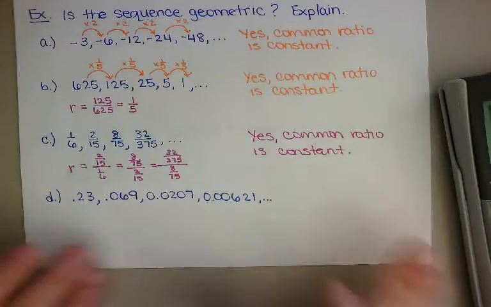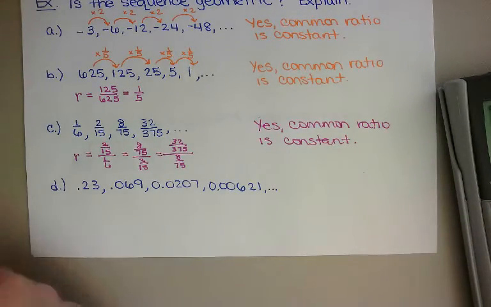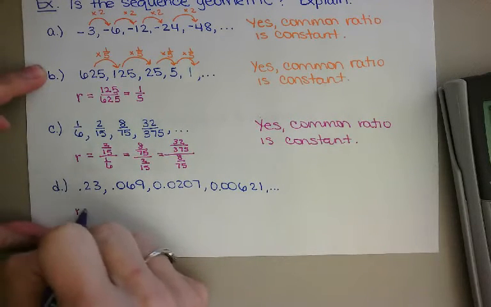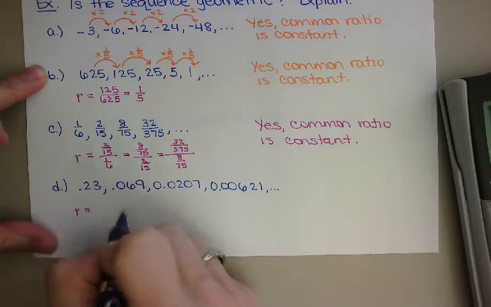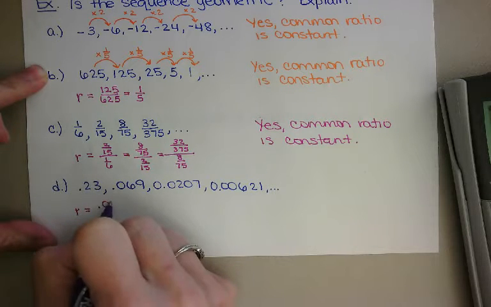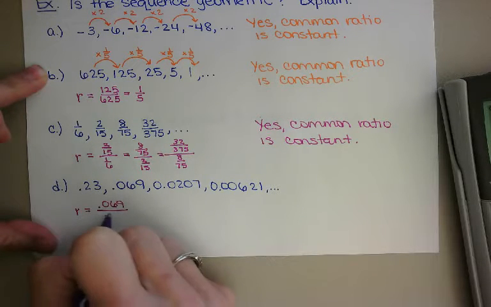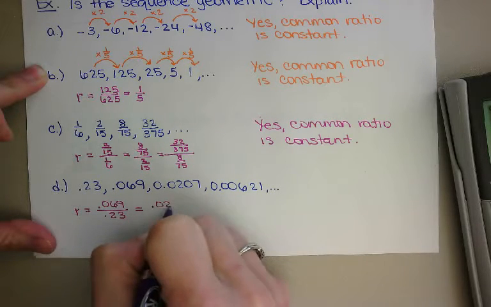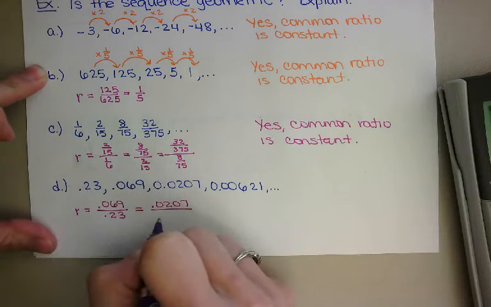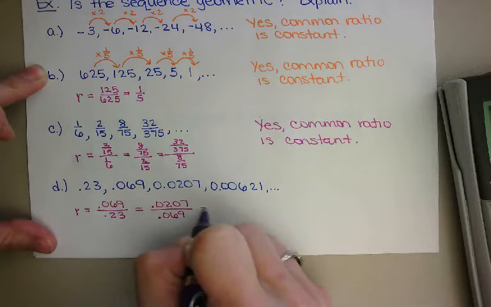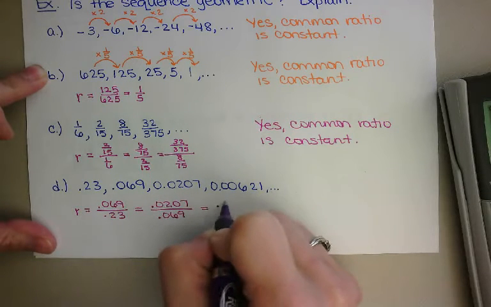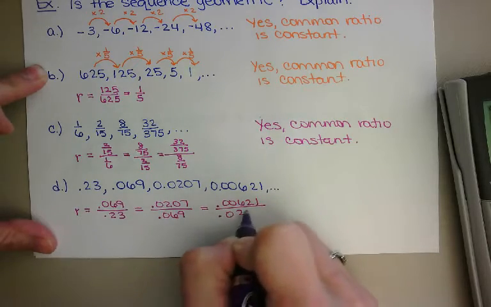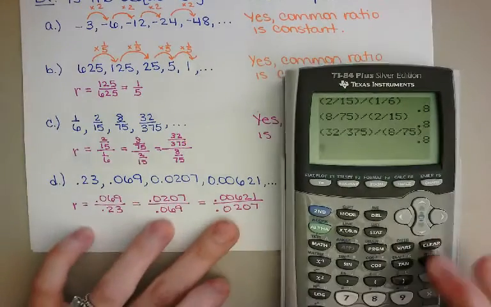All right, what if they give it to you as decimals? Again, check out that common ratio. Take any number and divide it by its previous number. So let's check 0.069 divided by 0.23. That has to be equal to 0.0207 divided by its previous number, 0.069. And that has to be equal to 0.00621 divided by 0.0207. So again, grab your calculators.